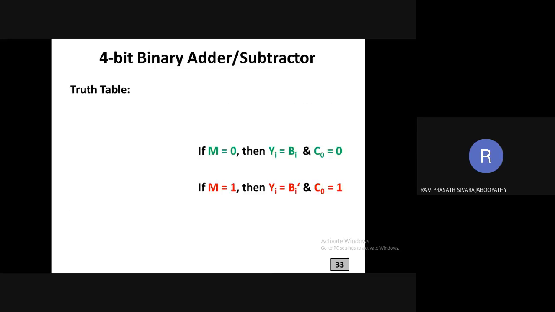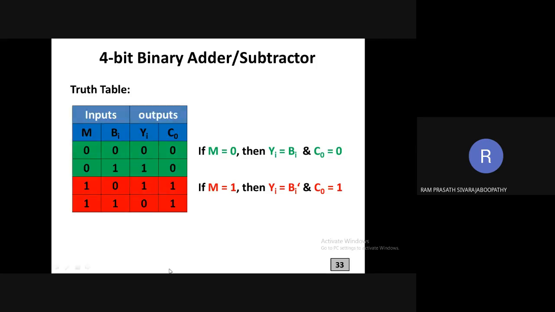Okay, now the truth table. If M equal to 0, what do I have? Yi equal to Bi, C0 equal to 0. Correct? If M equal to 1, then Yi equal to Bi bar, C0 equal to 1. Did everyone understand this condition? Up to this condition, is it clear? Yes or no? Okay, yes. Now, we said M and Bi are our inputs. Correct? Yi and C0 are the outputs. This black box we are going to design.